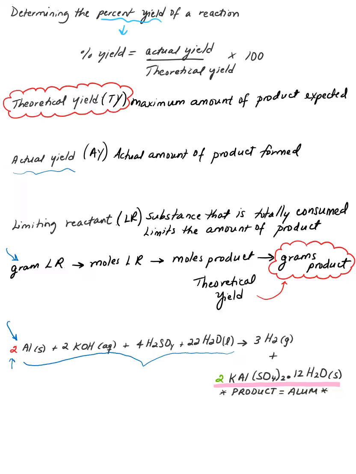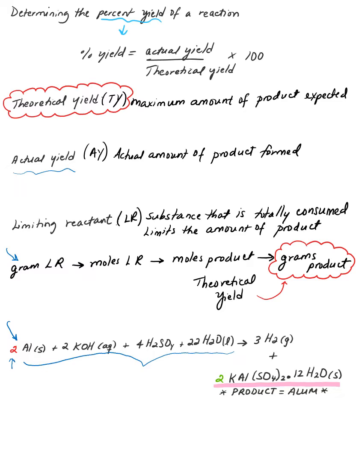Everything that you have on the right side of the arrow is a product. So you have here hydrogen gas, and then I have down here underlined with a pink line 2 moles of alum. So all of that formula that you have there, KAl(SO4)2 and then 12 water molecules, all of that is your product alum.